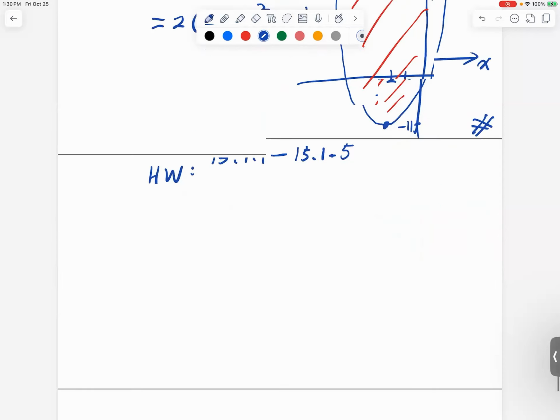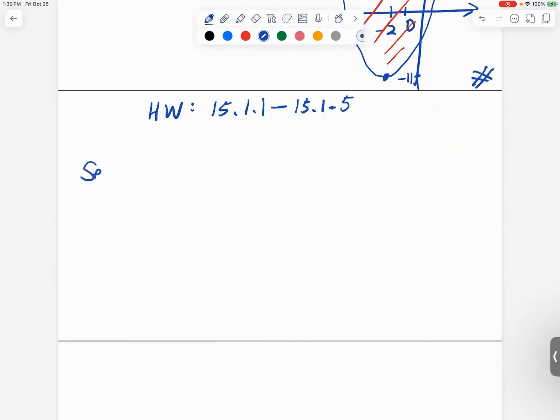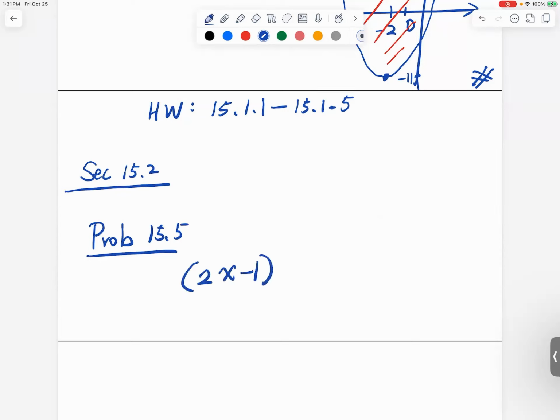Okay, now let's look at section 15.2. Beyond quadratics. Okay, beyond quadratics. Problem 15.5. Solve the inequality 2x minus 1, x plus 1, x plus 7 bigger than 0.